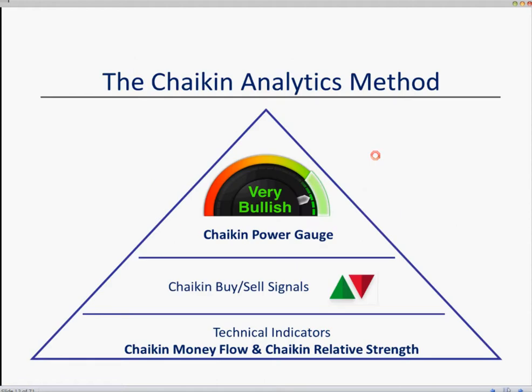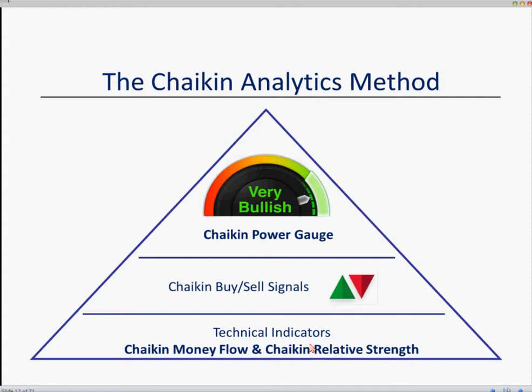So the Chaikin methodology can be distilled down to this pyramid. At the top of the pyramid is that power gauge rating. It's a simple display, but don't confuse simple with simplistic. What I like to say is, because it's got those 20 factors, this is like a Chevrolet with a Ferrari engine under the hood. At the bottom of the pyramid, 2 technical indicators, both proprietary, Chaikin Money Flow and Chaikin Relative Strength, that work very well with the power gauge.